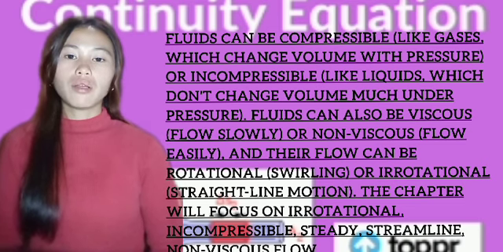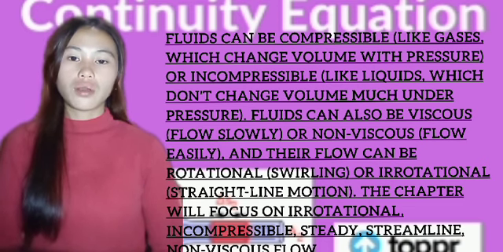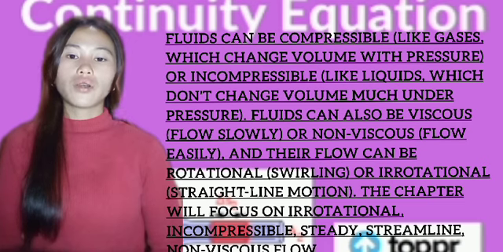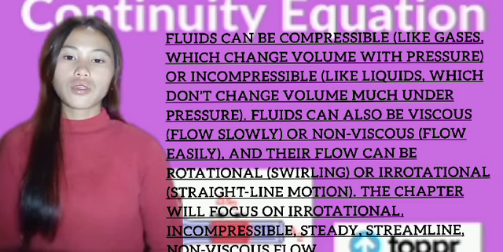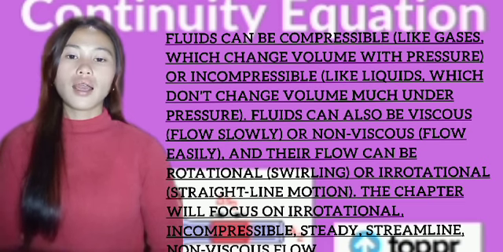Fluids can be compressible, like gases, which change volume with pressure, or incompressible, like liquids, which don't change volume much under pressure. Fluids can also be viscous, flowing slowly, or non-viscous, flowing easily. Flow can be rotational, swirling, or irrotational, straight line motion. The chapter will focus on irrotational, incompressible, steady, and streamlined non-viscous flow.